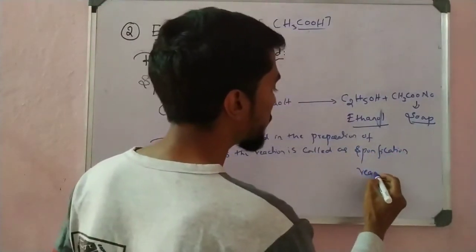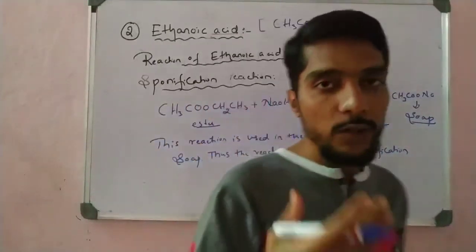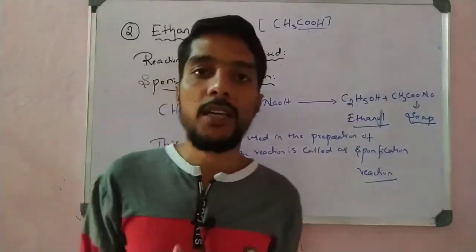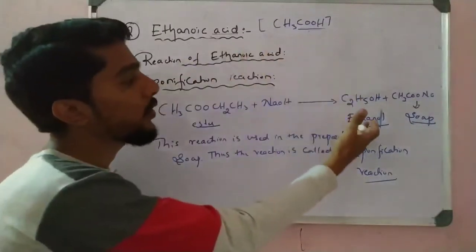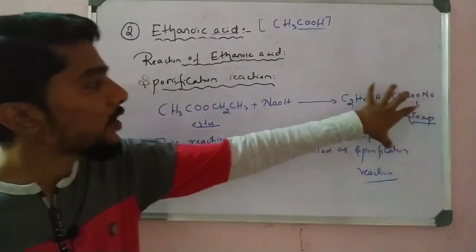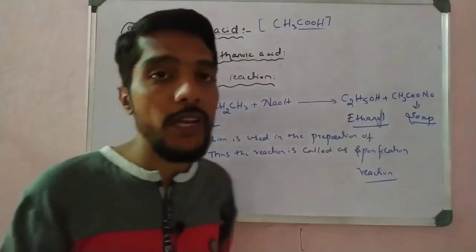Saponification reaction. That is what? A reverse reaction of esterification. So we use acid and alcohol, they give ester, and when ester again reacts with base or acid, they give ethanol again, the reverse reaction, with the formation of soap. This reaction is used in the preparation of soap and is called a saponification reaction.